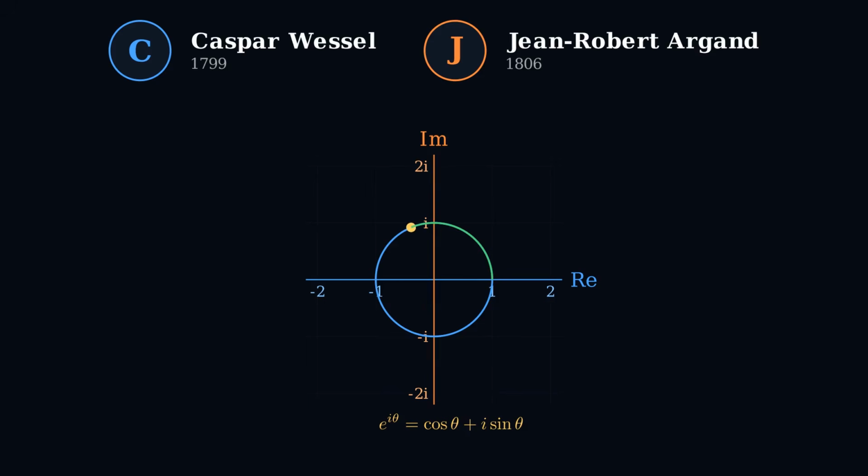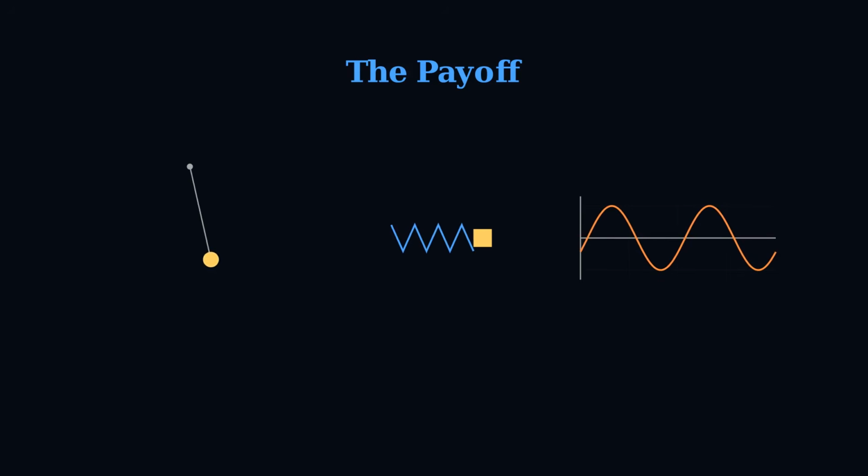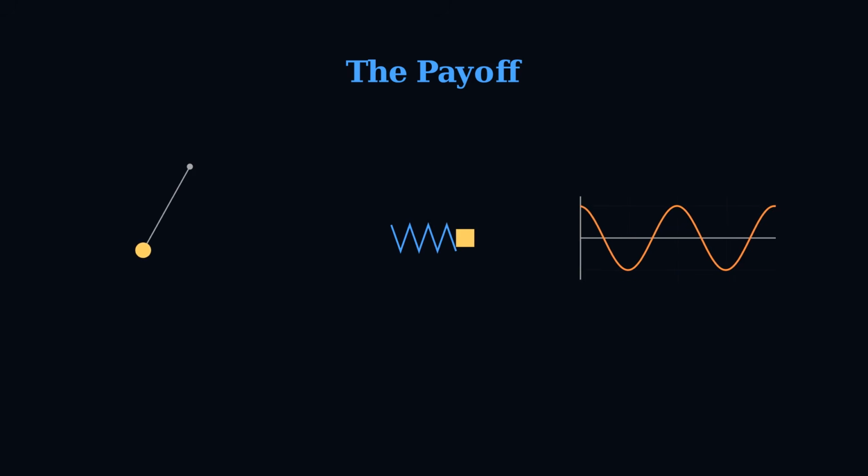Once you do that, e to the i theta equals cosine theta plus i sine theta is instantly recognizable as the point on a unit circle at angle theta. That's the moment multiplication as rotation became a visible, intuitive fact rather than a symbolic curiosity. This is the payoff, a direct consequence of Euler's formula, plus one observation from calculus.